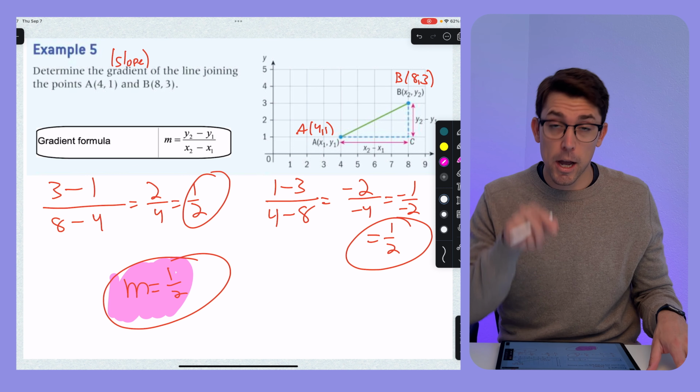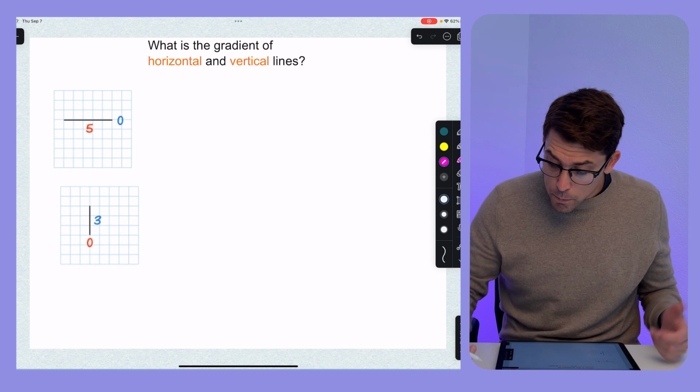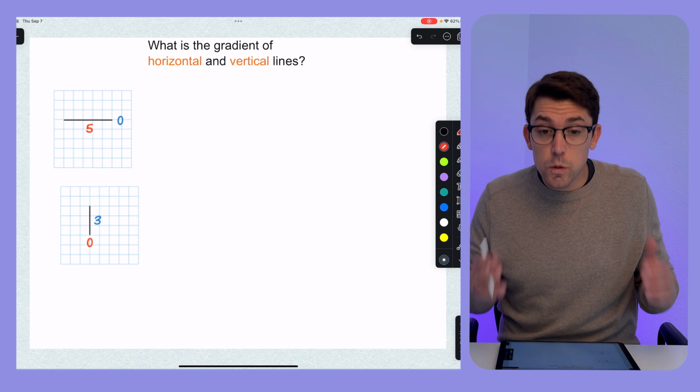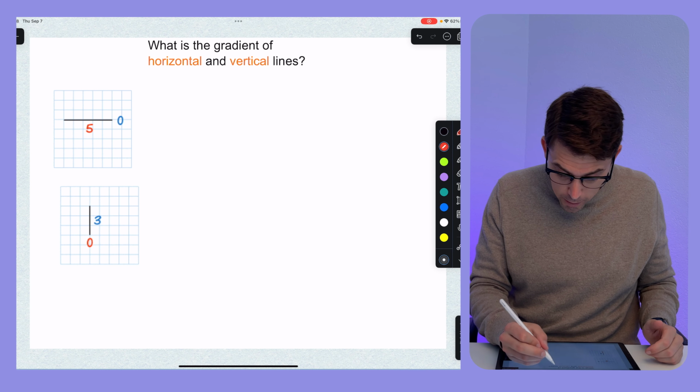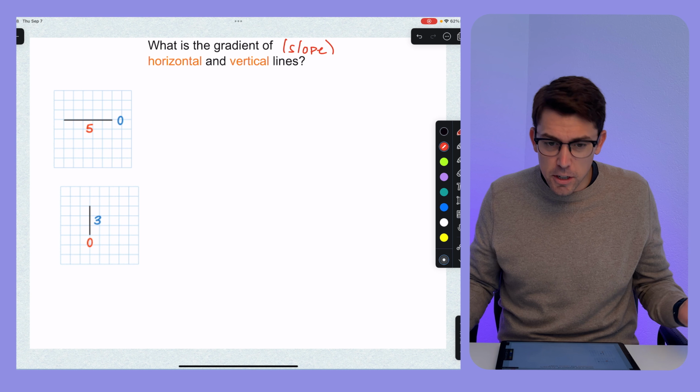Okay, you can always double check by doing that little test of just counting up and counting over every single thing. Which brings us to a kind of interesting question, which is what exactly is the slope or the gradient of horizontal and vertical lines? Because they're kind of weird, right?